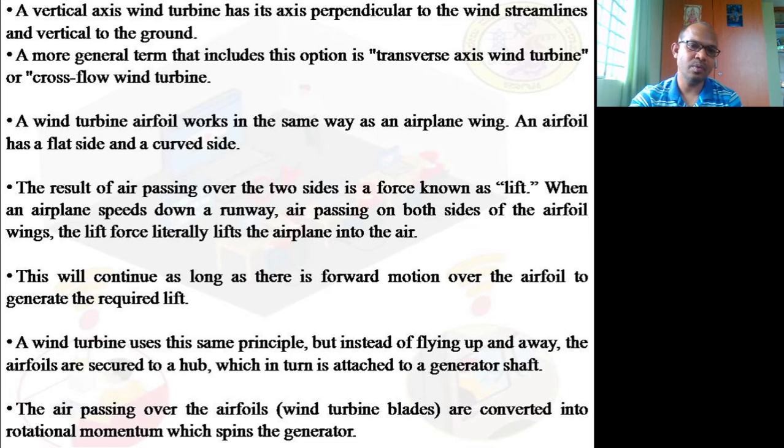This will continue as long as there is forward motion over the aerofoil to generate the required lift. Wind turbines use this same principle, but instead of flying up and away, the aerofoils are secured to a hub, which in turn is attached to the generator shaft. That has to be raised to a shaft and coupled to a generator shaft. Air passing over the airfoils, the wind turbine blades, is converted into rotational movement, which spins the generator. That is the idea behind it.